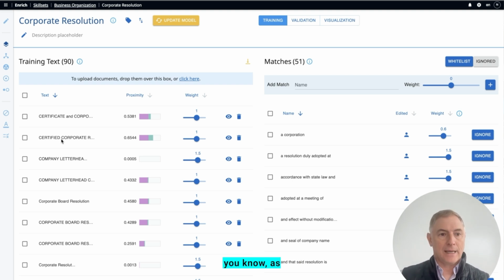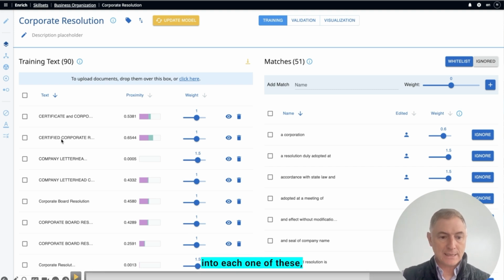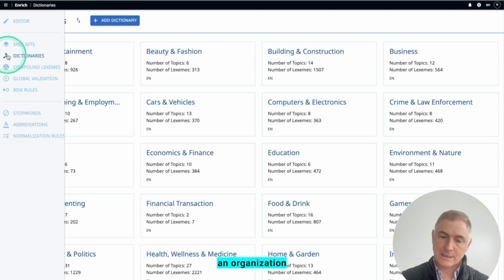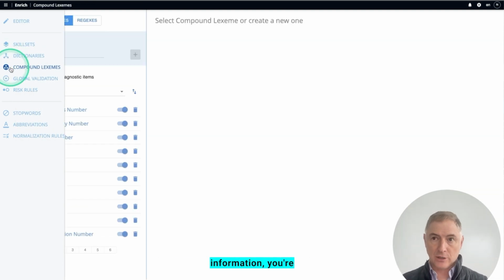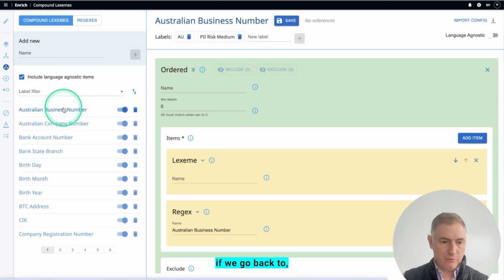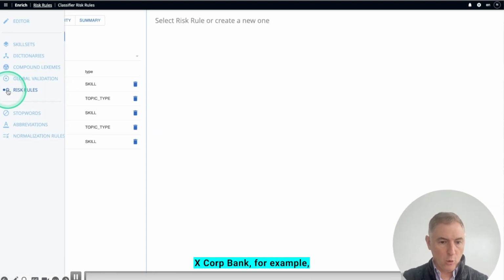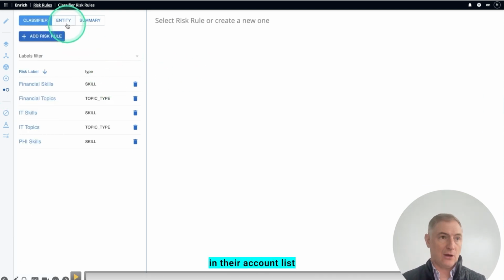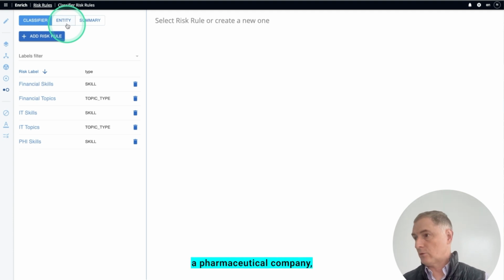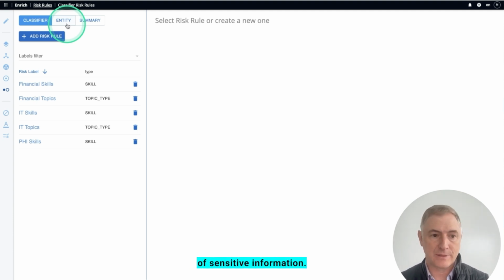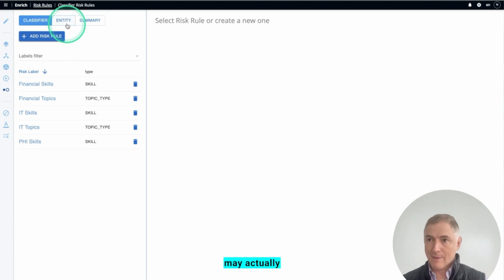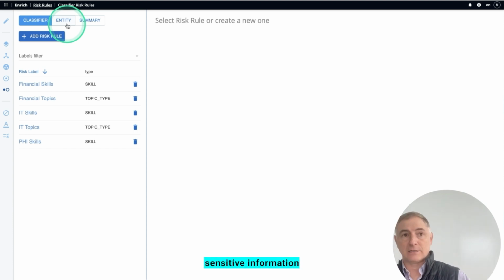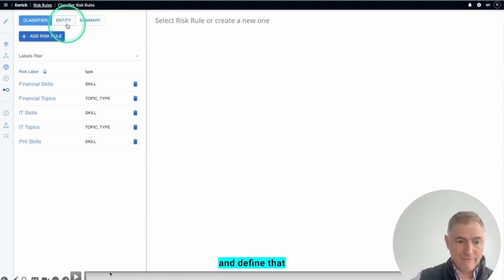But with this in mind, as you start to drive in and drill into each one of these, this is where you can start to really differentiate, not just on the out of the box, but if you're an organization and you're looking for your own sensitive information, you're concerned about intellectual property. So again, if we go back to X Corp Bank, for example, they may be interested obviously in their account list, or they may have other sensitive information. Or if you're a pharmaceutical company, you may be interested in a different type of sensitive information. So a data privacy scan may actually be as effective around looking for your own sensitive information. And so how you can then think about that sensitive information is how you can start to build those models and define that and push that forward.